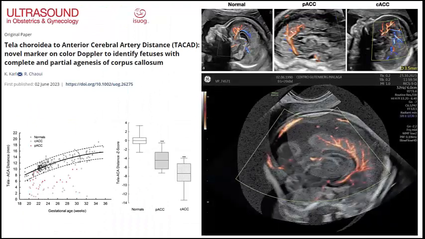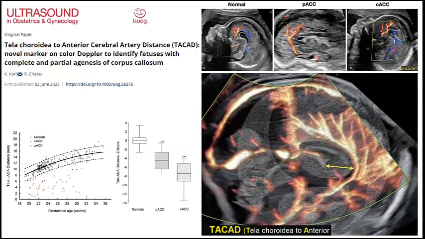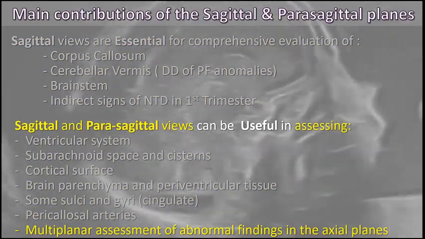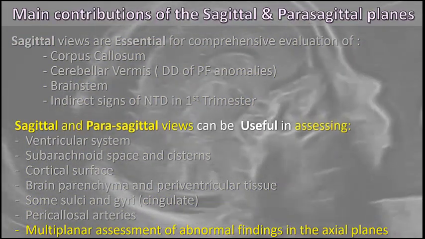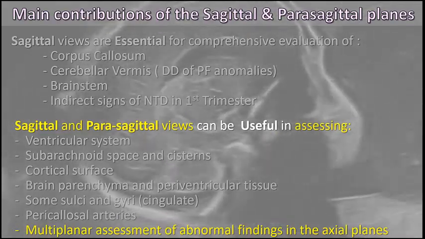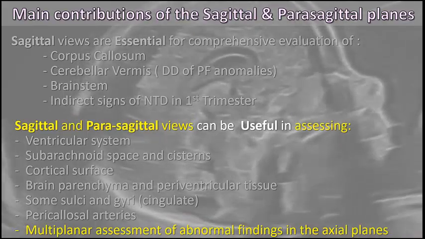And just a few months ago, Karl and Chaoui described the evaluation in the sagittal view of the tela choroidea to anterior cerebral artery distance as a useful marker to identify fetuses with corpus callosum agenesis. And last but not least, whenever we see an abnormal finding in the routine axial examination, we should perform a neurosonography with a multiplanar assessment in which the sagittal views can give us additional and key information.